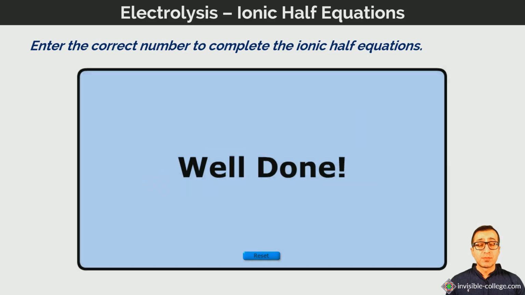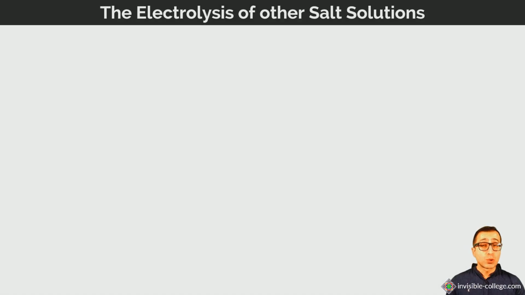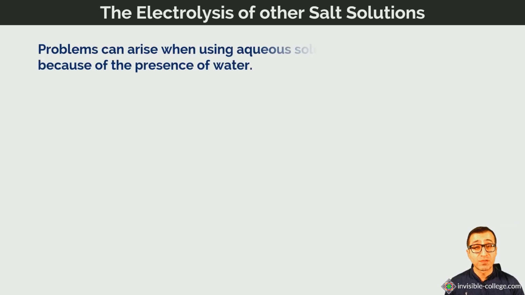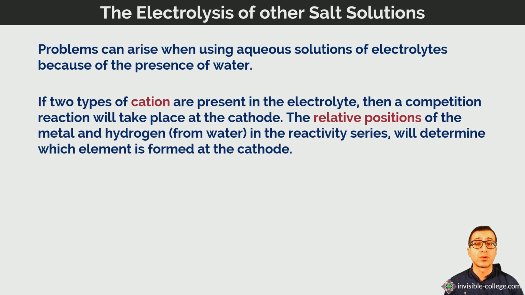So we need to take a look at some more examples of other salt solutions which can be electrolyzed. Now, problems can arise when using aqueous solutions of electrolytes because of the presence of water. If there are 2 types of cation present, 2 types of positive ion present, then a competition reaction will take place at the negative electrode, at the cathode. Now, the relative positions of the metal and the hydrogen from the water in the reactivity series will determine which element is formed at the cathode.